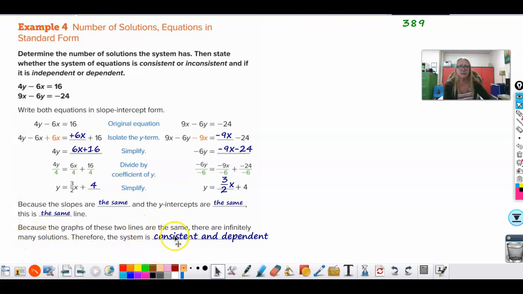Therefore, the system is consistent, has one or more solutions. It definitely has more than one, but it's consistent. And dependent, because dependent is the word that means they are the same line. Okay.